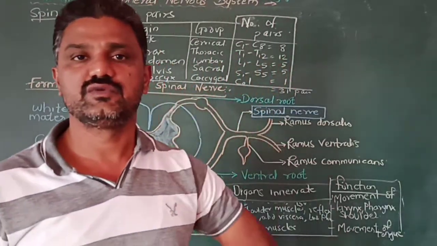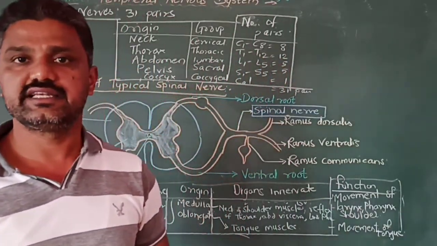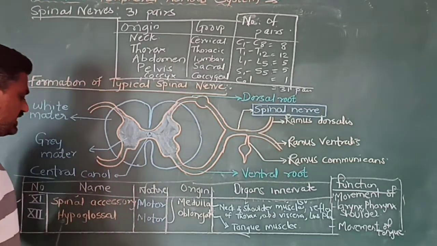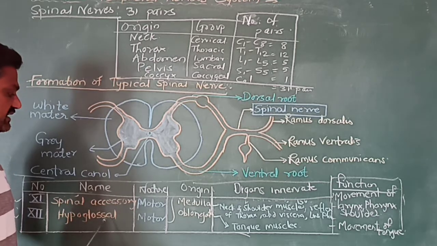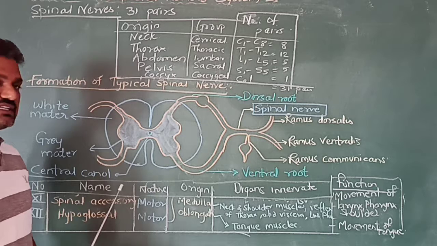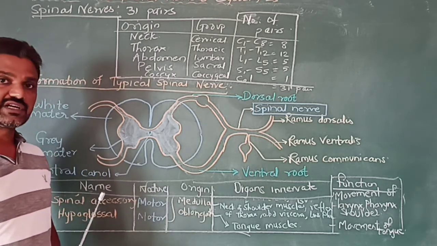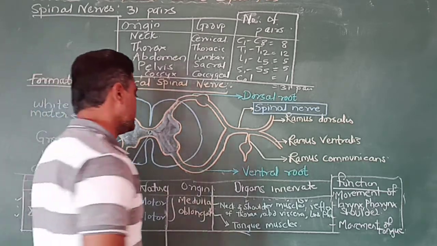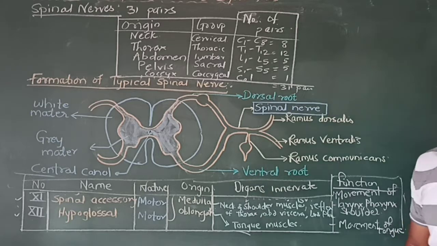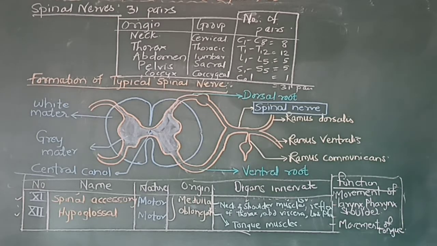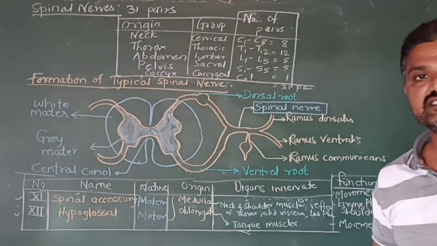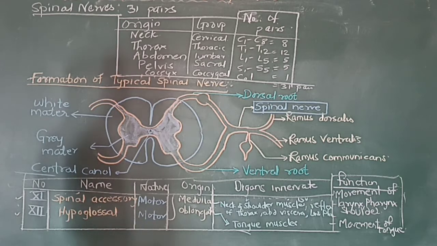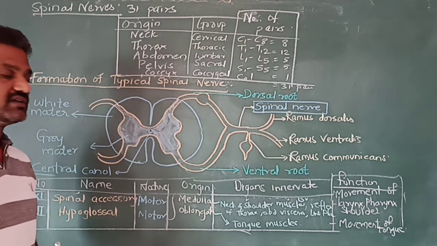In the last lecture, we studied the 10 cranial nerves. In this lecture, we will proceed to the 11th cranial nerve, that is the spinal accessory. The nature of this nerve is motor type, and it originates from the medulla oblongata. This nerve innervates the neck and shoulder muscles, thorax, abdominal viscera, larynx and the pharynx. The function of this nerve is to bring about the movement of the larynx, pharynx and the shoulder.